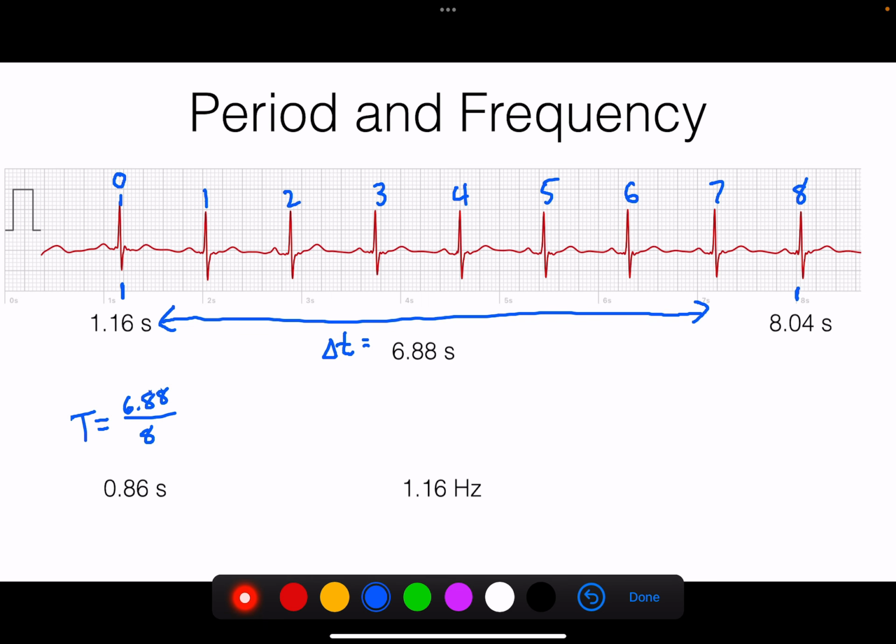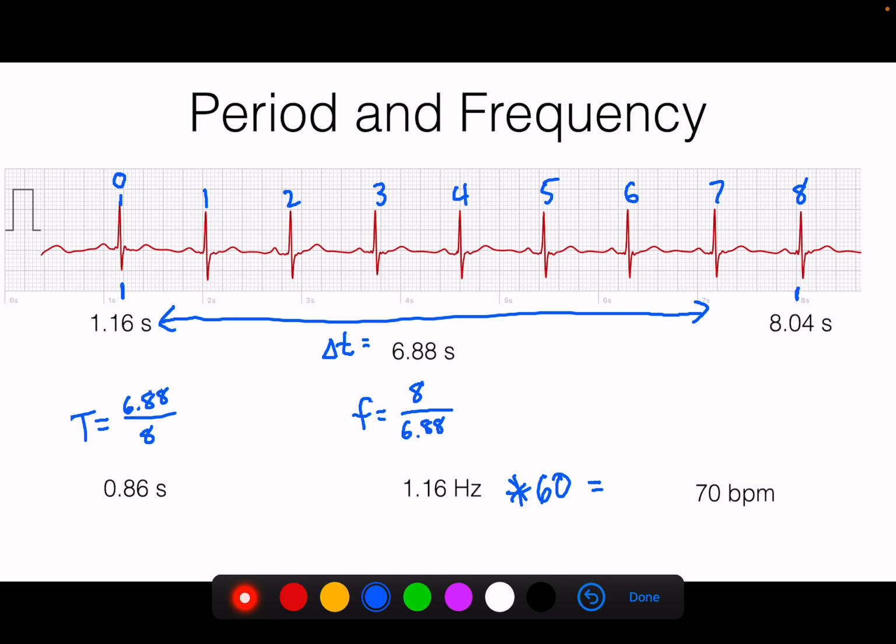To get the frequency, we can do the reciprocal. We can do 8 on top, 6.88 on the bottom, and we get 1.16 hertz. Remember, hertz means cycles per second. In the medical field, a lot of times they'll multiply that number for frequency by 60, and that will give you how many beats there are, how many cycles there are, not per second, but per minute.